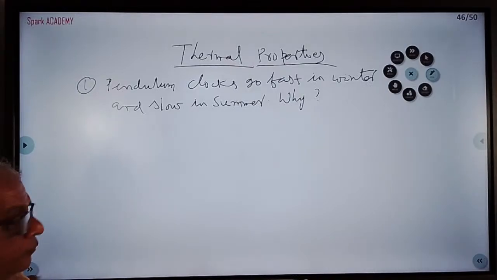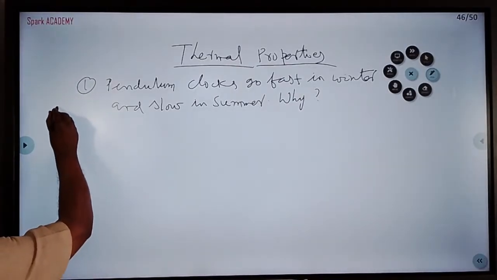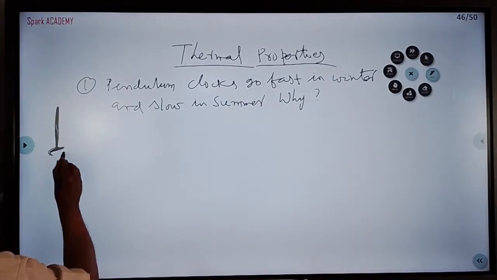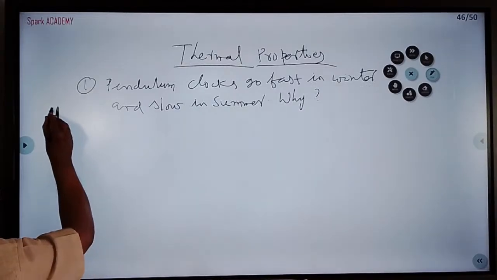So how to do this? A pendulum clock means this is a clock. A metal rod will be there. This is a pendulum clock, made of metal.